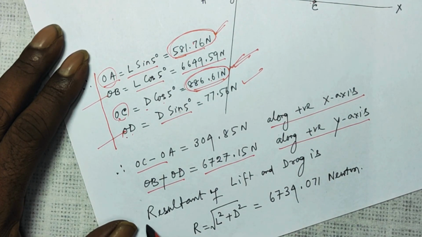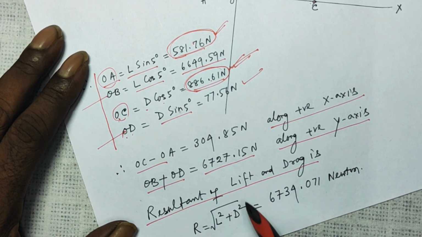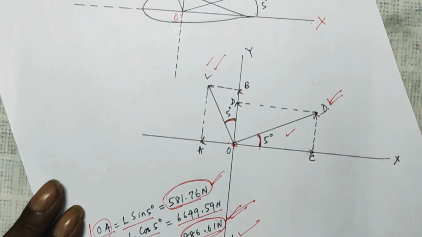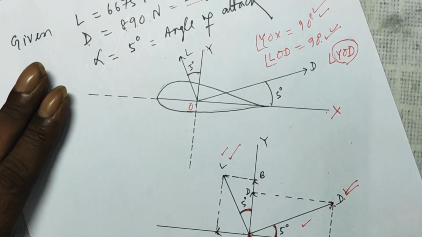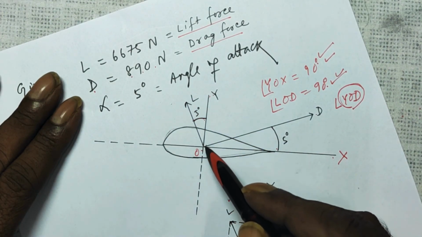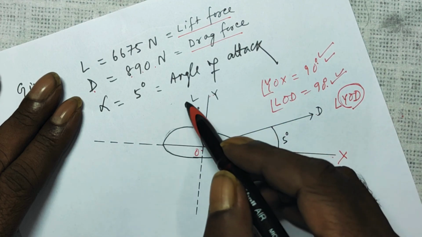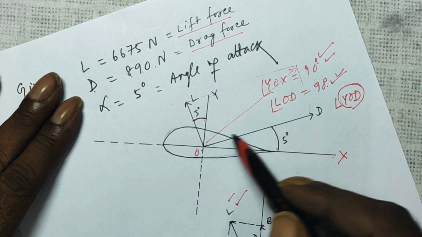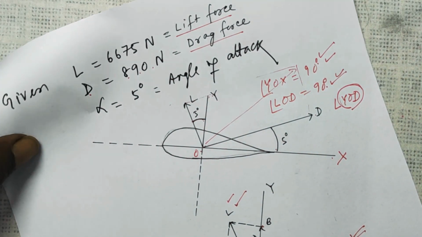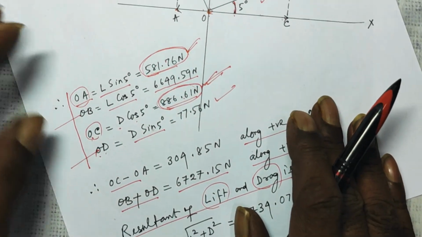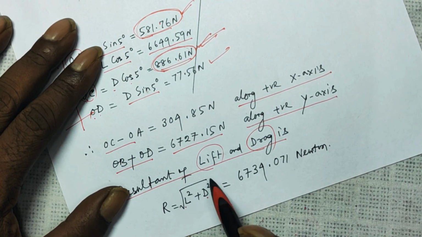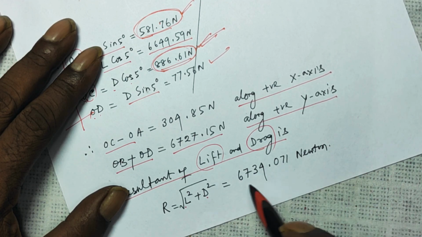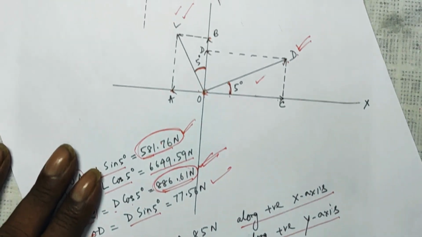Now, if you want to find the resultant of the lift and the drag, you can construct a diagram here. This is one force, this is another force. So it will be along this direction. Since this vector is perpendicular to this vector, the resultant of the lift and the drag will be the square root of L square plus D square, which comes out to be 6734.071 Newton, the resultant of the lift and the drag.